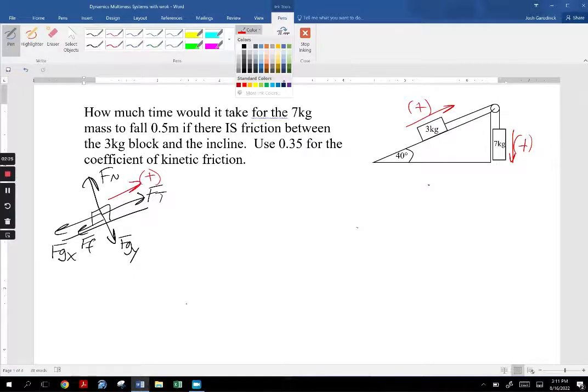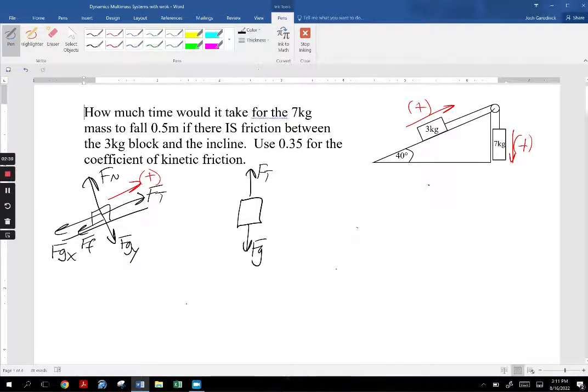But let's draw a free body diagram for the other one as well. So you draw free body diagrams for each mass. This is my 7 kilogram mass, and we have tension, and we have the force of gravity. Simple as that. Don't forget to label your positive direction, because in this case, for the 7 kilogram mass, down is positive.